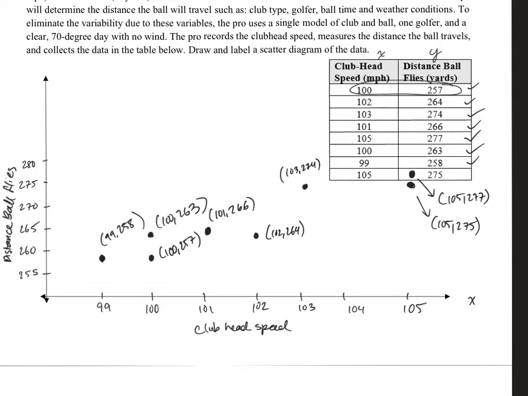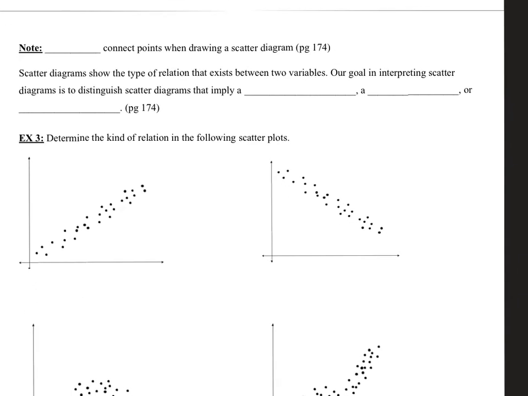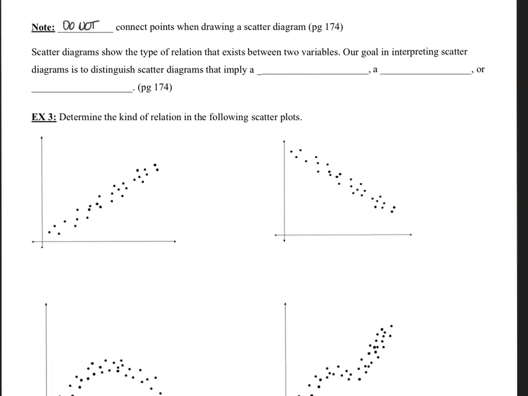Okay, so we drew a scatter diagram. One thing to note about scatter diagrams, you do not connect the dots. You leave them as they are, so don't try to draw out some sort of connection. As I said, do not connect the points when drawing a scatter diagram.